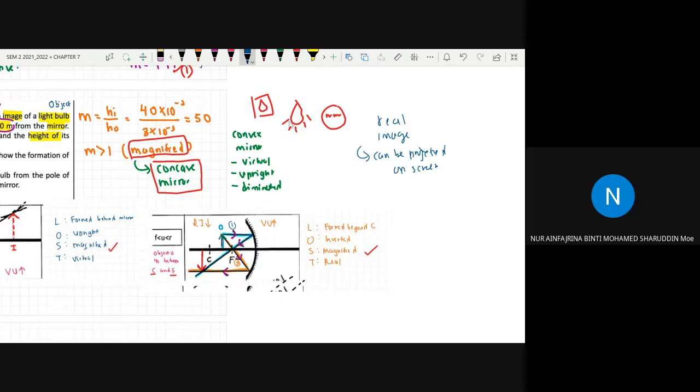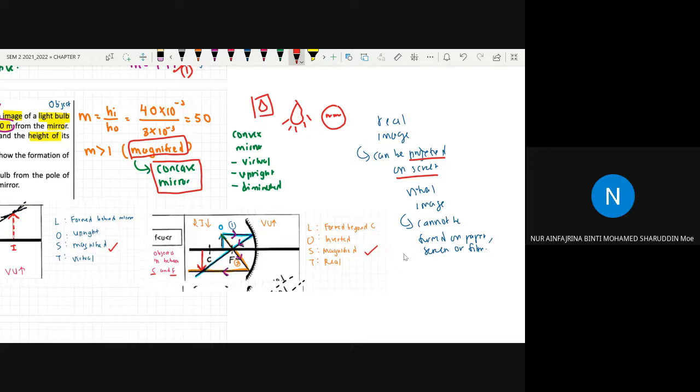Sekarang awak memang nampak dah bulb itu dekat wall of the bathroom. Kalau virtual image, cannot be formed on paper, screen ataupun film. Yang ini kalau real image, dia can be projected on a screen. So ada beza between real image and virtual image.